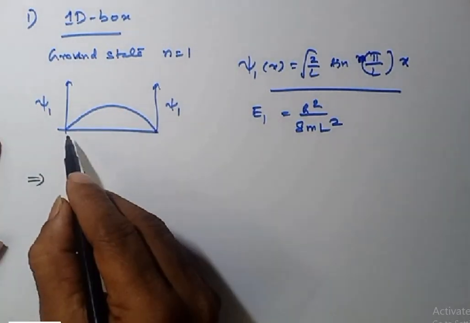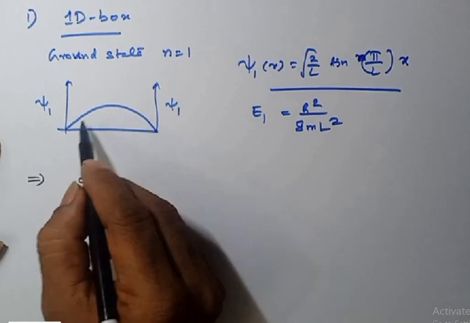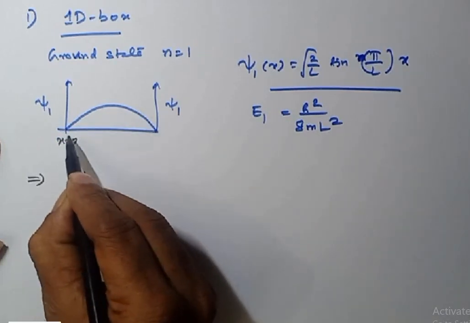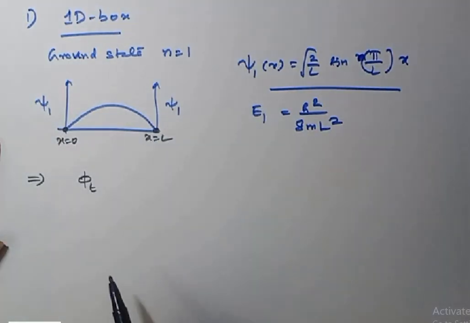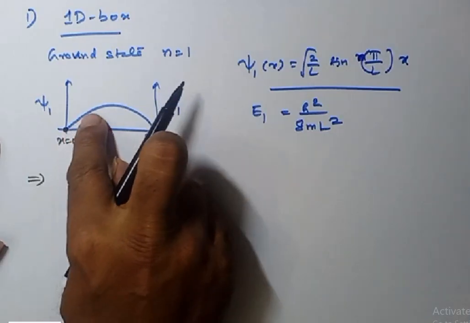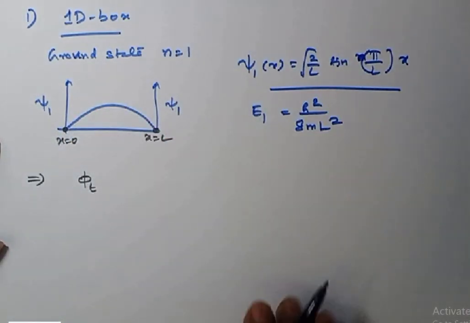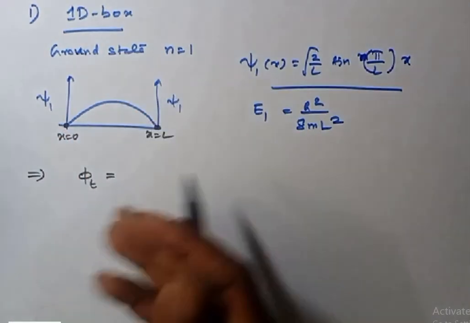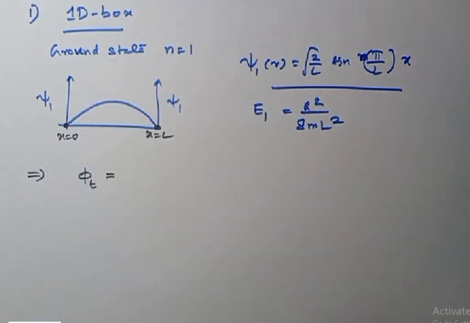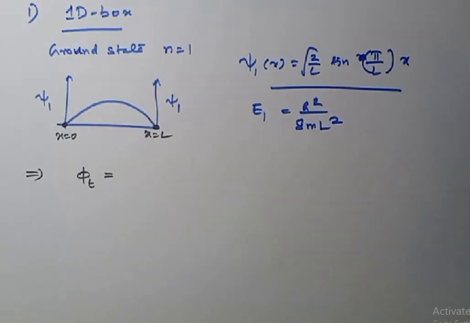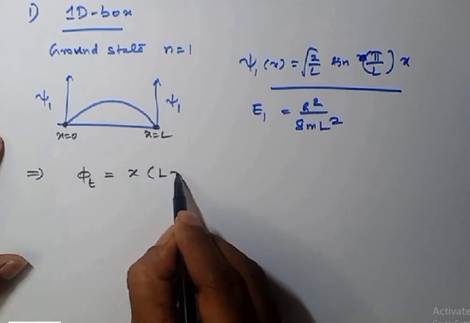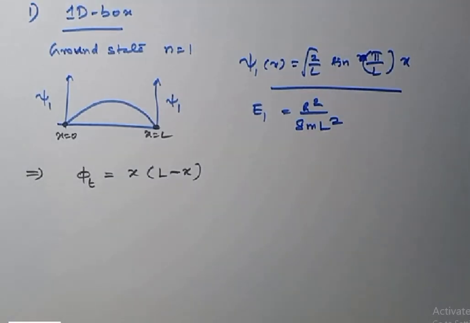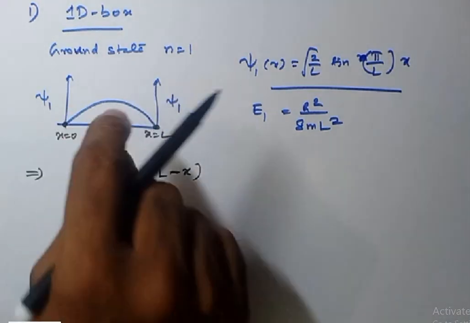Listen. My trial wave function should obey the boundary condition. What is the boundary condition? At x equal to 0, the wave function should be 0. At x equal to L, the wave function should be 0. When we move from 0 to L, the wave function should increase and then decrease. To match with this, we should give some mathematical equation. Just try and tell me. I'll tell you. Listen, I'll give some function like this, x into L minus x. Just check whether this formula obeys this boundary condition or not.